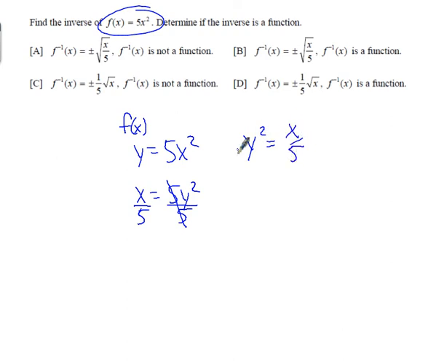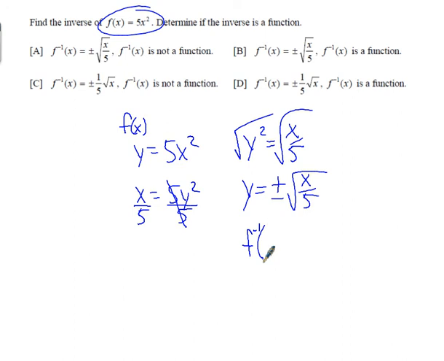And how do we get rid of the square? Well, you said it earlier, you square root both sides. When you square root both sides like that, you get plus or minus the square root of x over 5. And then of course we're going to replace that. The inverse function of x is equal to, we're going to replace y with the inverse function of x, plus or minus the square root of x over 5.